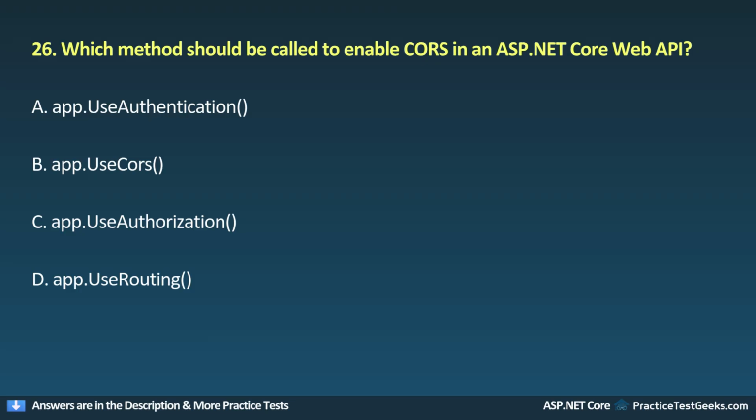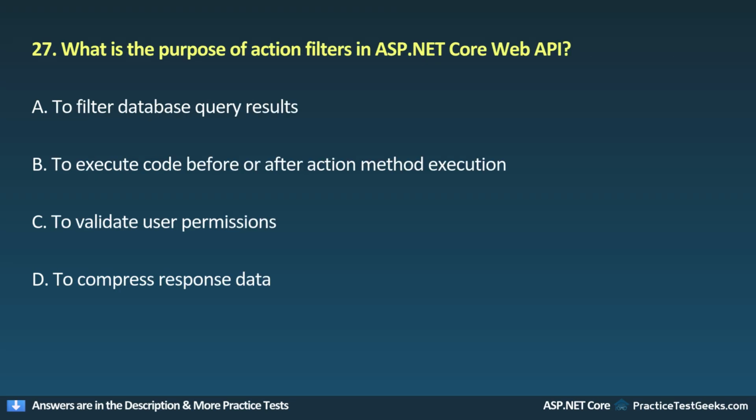26. Which method should be called to enable CORS in an ASP.NET Core Web API? A. app.UseAuthentication. B. app.UseCors. C. app.UseAuthorization. D. app.UseRouting. 27. What is the purpose of action filters in ASP.NET Core Web API?